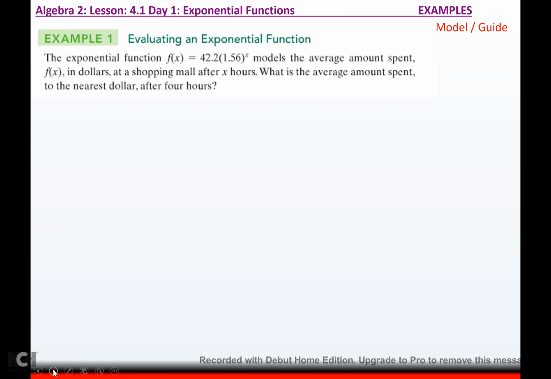So it says the exponential function models the average amount spent f of x in dollars at a shopping mall after x hours. What is the average amount spent to the nearest dollar after 4 hours? They're telling you x is time, and they're giving you x equals 4. So they're telling me to replace x with 4. So f of 4, in other words, the function after 4 hours, will be 42.2 times 1.56 to the 4th.